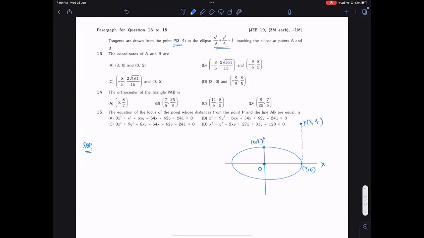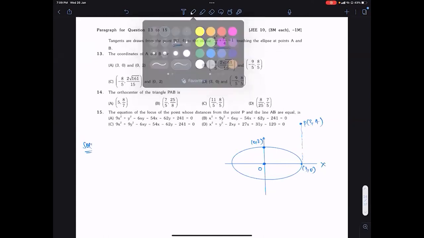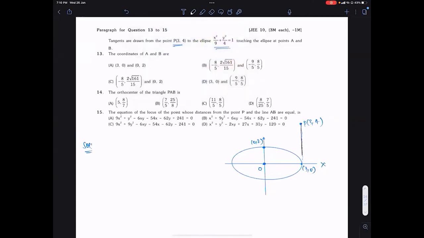Yeah. Now what they are saying, tangents are drawn from that point. Clearly you can see that one of the tangent will be this vertical line only like this. Okay. And the other tangent may look something like this. Okay. Now what do we need? Touching the ellipse at points A and B. So let's say one touching point is A, clear. Another touching point we don't know. Let's say it is B. Then the coordinates of A and B are. A coordinates are (3, 0). That is clear. So I think the answer should be either D or A.